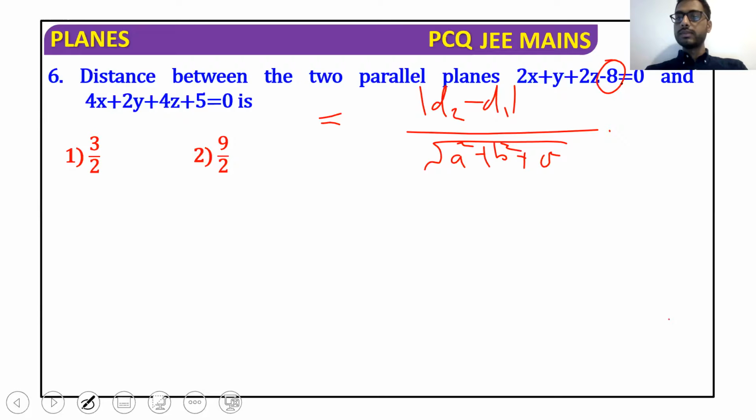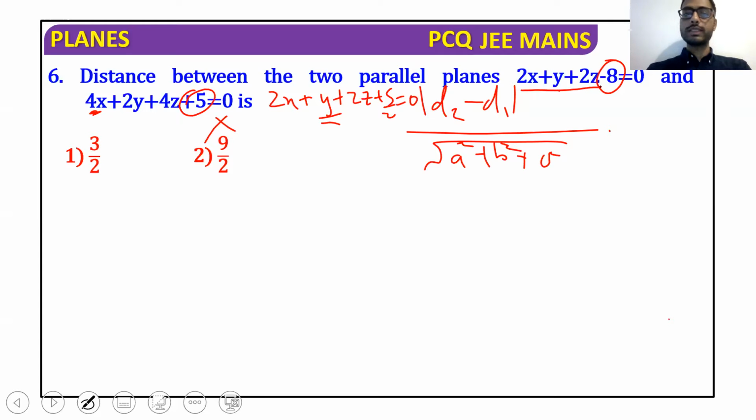D1 is equal to minus 8. D2 is equal to 5. No, it is not 5. Be careful. The equation is given as 2x plus y plus 2z minus 8. Here the equation is 4x plus 2y. So first you will need to divide this by 2. If I divide this by 2, I'll get 2x plus y plus 2z plus 5 by 2 is equal to 0. Now this is the same.